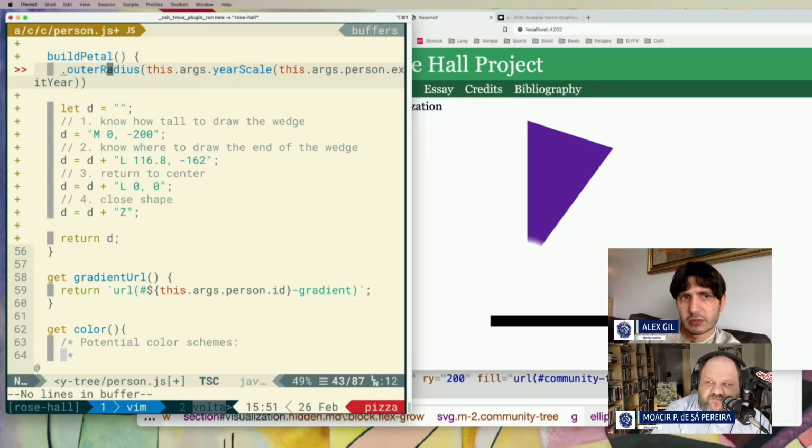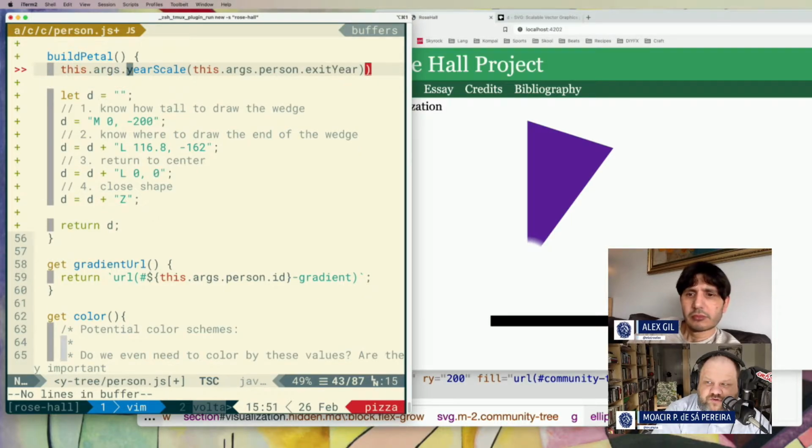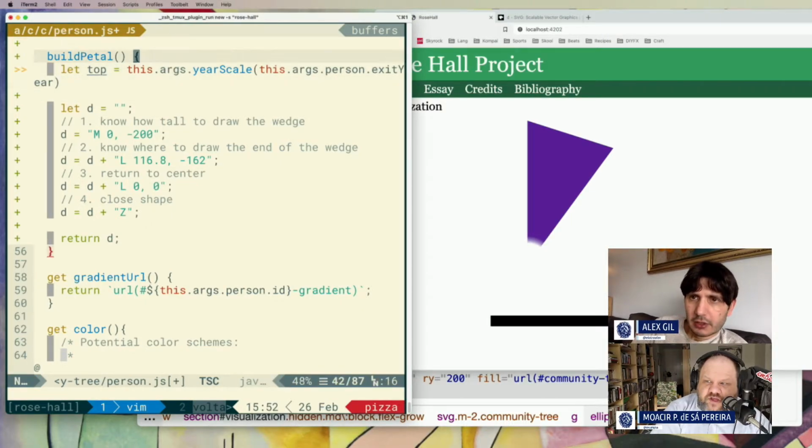All right. So we have this year scale, which I will remind you, in case you don't remember, is a function that takes a year and converts it into the scaled pixel. Oh yeah, the year scale thing. Yeah. So we can just use that for the top measuring unit. All right. So the top edge is whatever this is going to be, right?